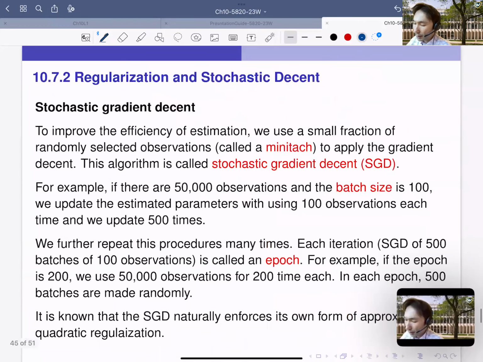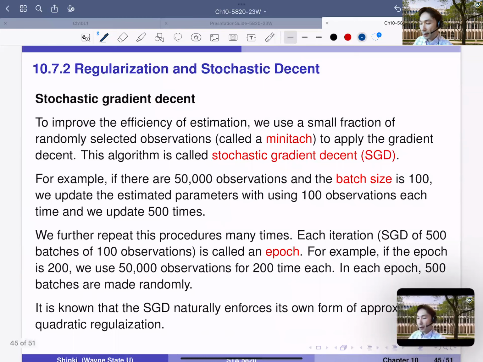Yeah, and the next one, the stochastic gradient descent. So this is just the optimization procedure, a more advanced optimization procedure. We have done the gradient descent method, but here we have the stochastic gradient descent method. To improve the efficiency of estimation, we use a small fraction of randomly selected observations called a mini batch to apply the gradient descent.